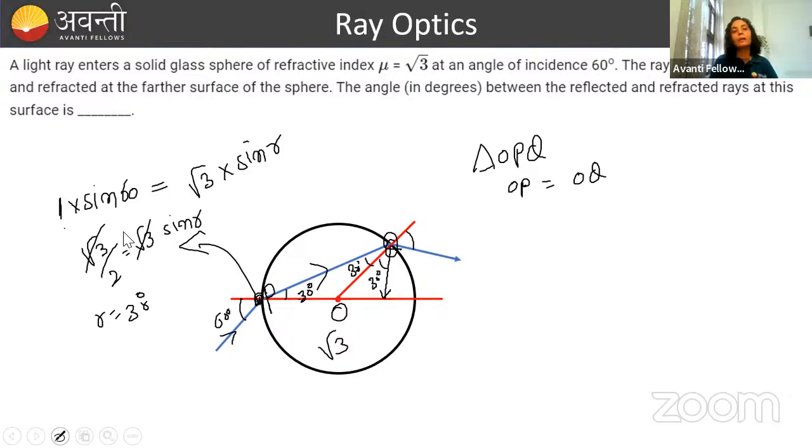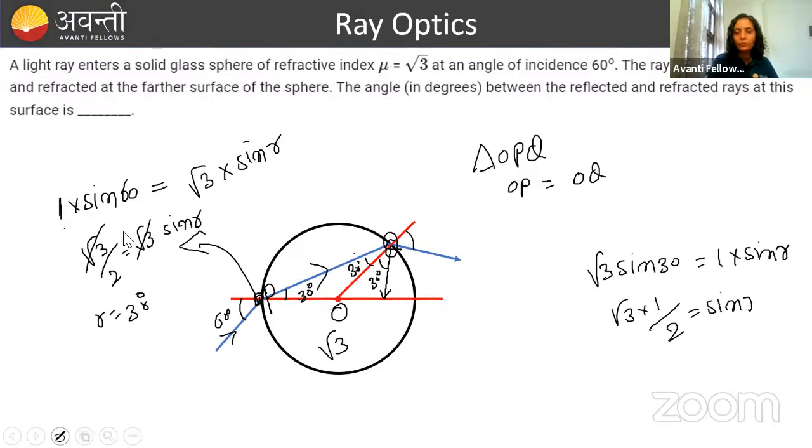Let's calculate the angle of refraction at the second surface. So again, incident light for the second surface is in medium √3. So you will write √3 sin 30 will be equal to 1 into sin r. And here √3 into 1/2 equals sin r. So r is equal to how much? 60 degrees. So this angle is 60 degrees.